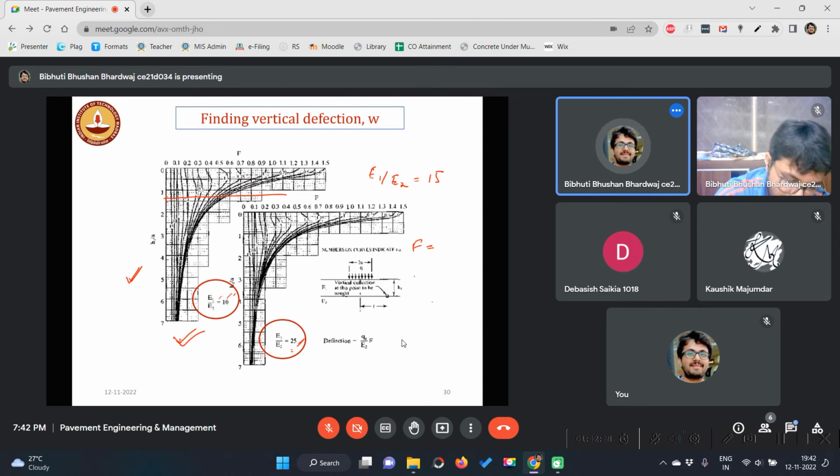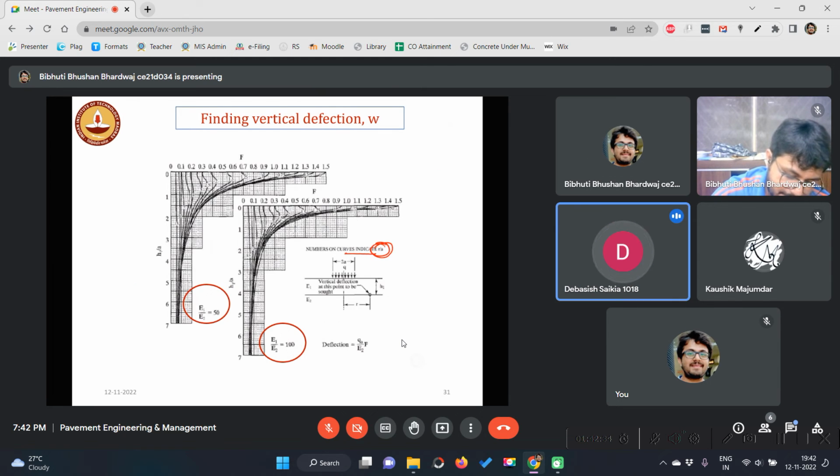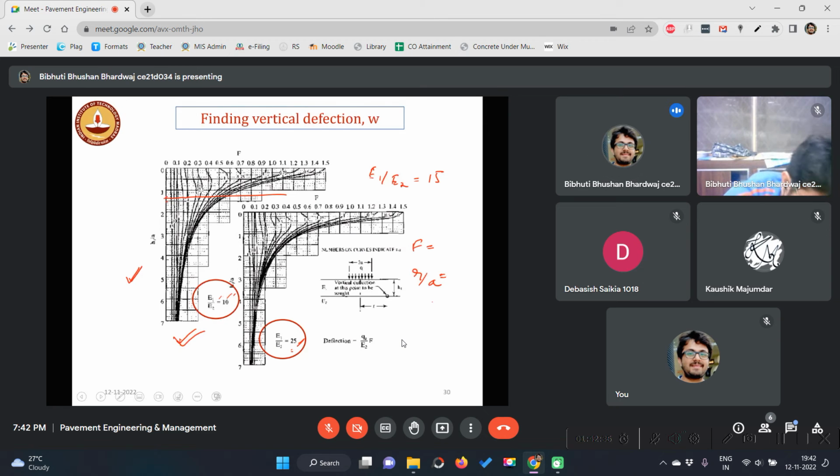What is R by A for the first load? It's 0. So where is the 0 curve? Like this, it's coming, it's going up. So I think 0.58 or something. F1, let's say.